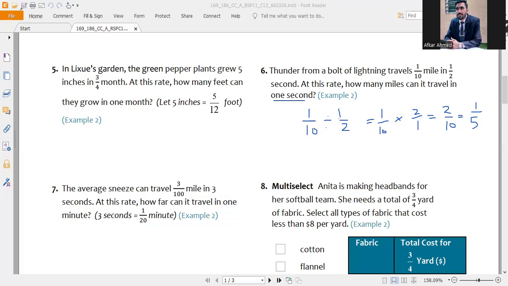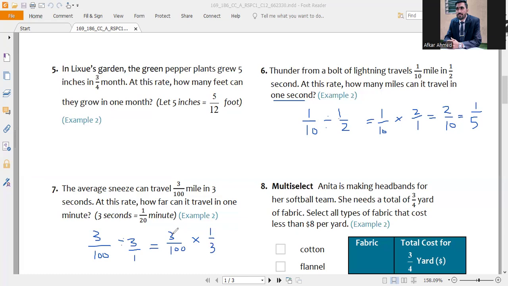Next, the average sneeze can travel 3 over 100 miles in 3 seconds. So we will do the same. 3 over 100, and you will divide it by 3. The process is the same. One is a fraction and one is just a whole number. 3 is a whole number, so we will make it a fraction. Then, because both are fractions and there is a division sign, we will do it like question number 6. Keep, switch, and flip. First remains the same, 3 over 100. Keep, then switch. Then the last step will be 1 over 3.